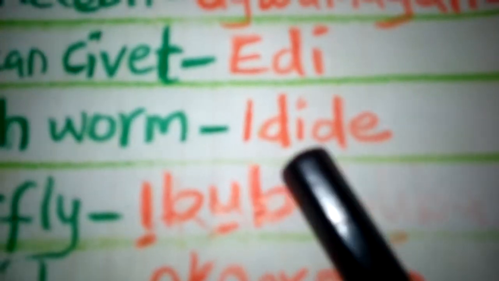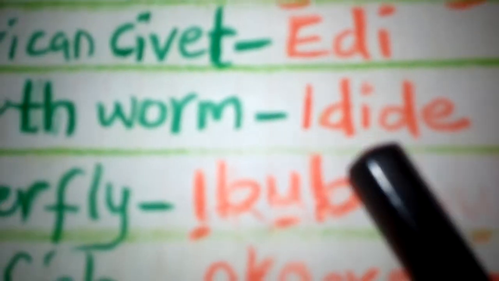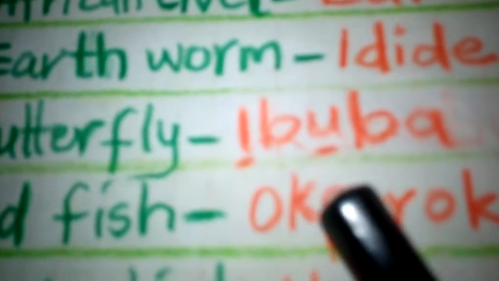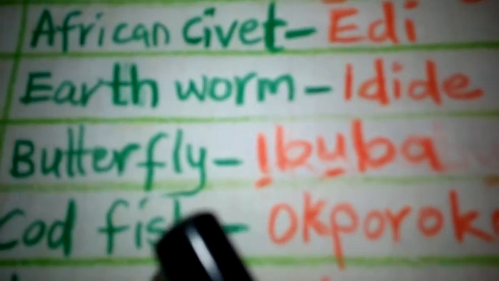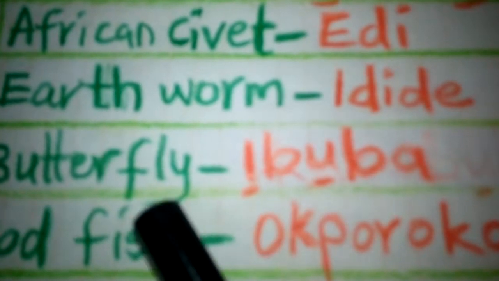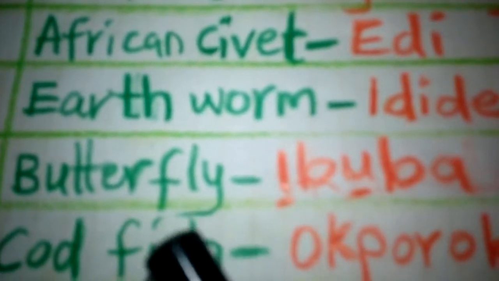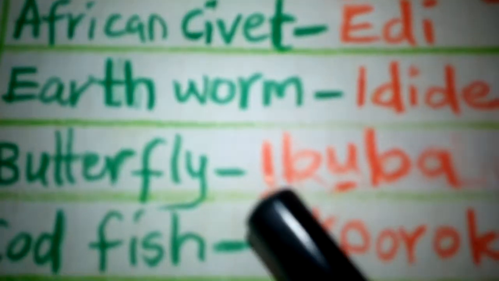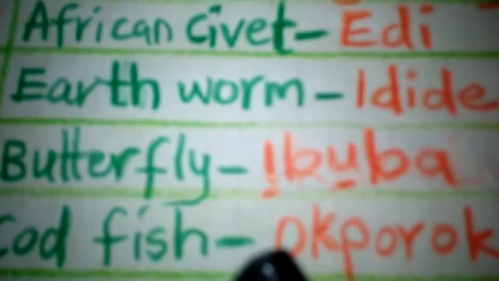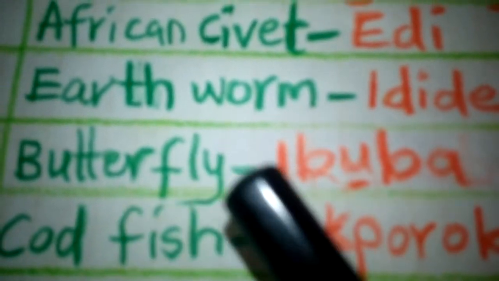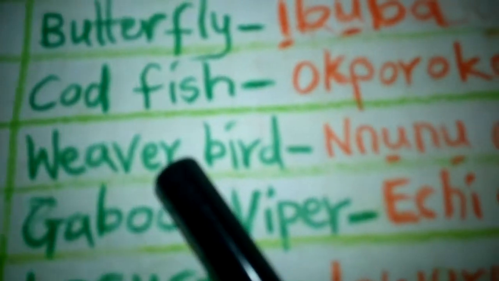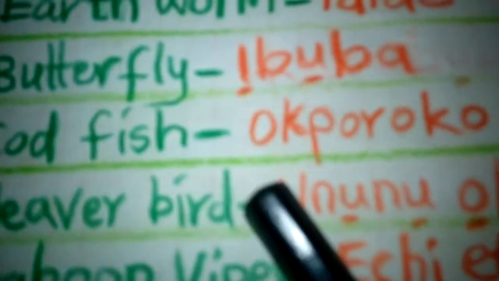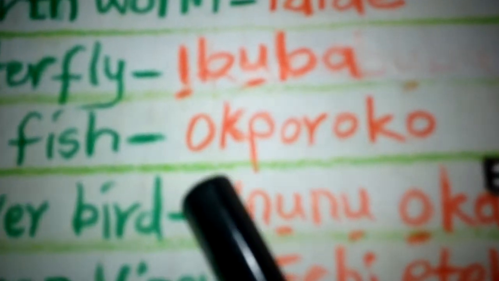Earthworm. Idide. Butterfly. Ibuba, or you say Olokoro Ibuba. Butterfly is Olokoro Ibuba. But I just put a short name here. Ibuba. You can call it Ibuba, or you say Olokoro Ibuba. Codfish. Oboroko.